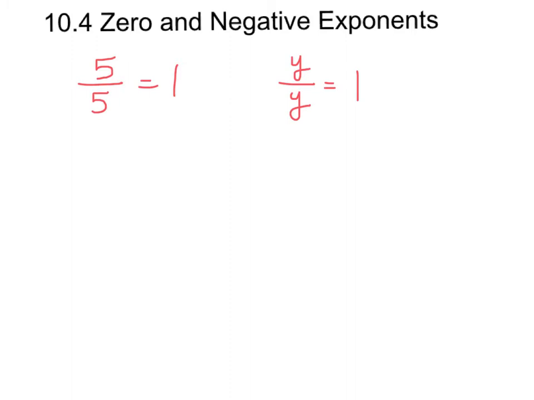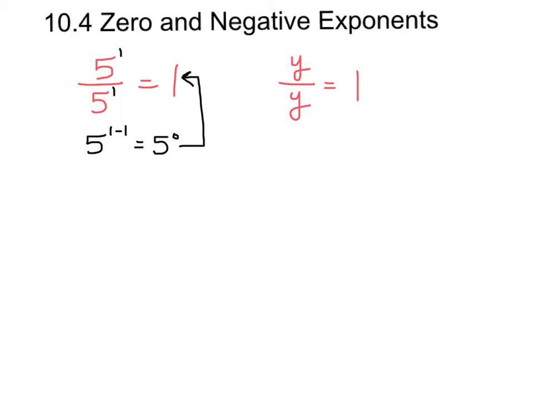Are these the same base? Yeah, absolutely. What are the exponents on each of them? They're 1. When we divide by the same base, what do we do with the powers? We subtract them. And 5 to the 1 minus 1 power gives you 5 to the 0.